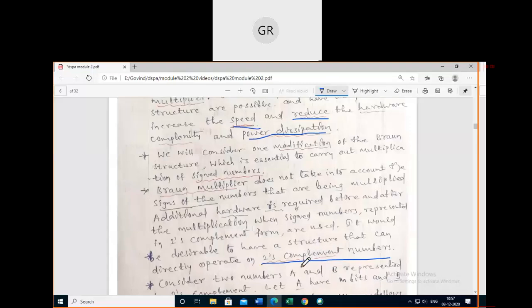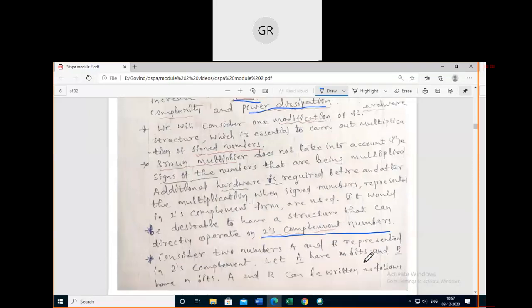Okay, this is unsigned number multiplication. Here we are doing the signed number multiplications. Okay, during the signed number multiplication, what we can do? We can convert the given operands into 2's complement. Then we can perform the multiplication on those 2's complement numbers.